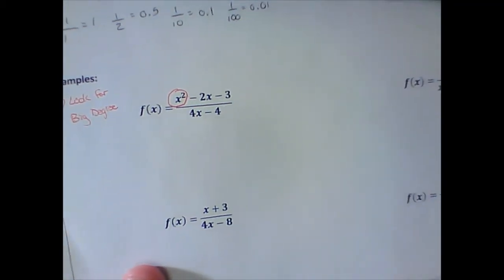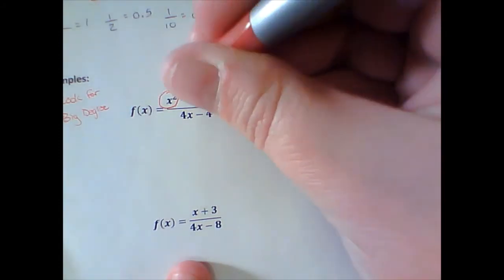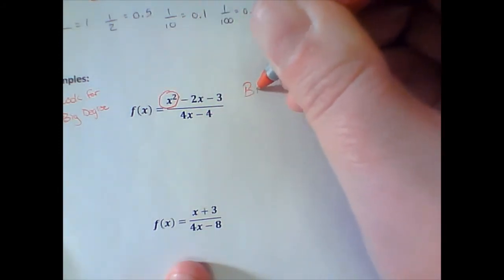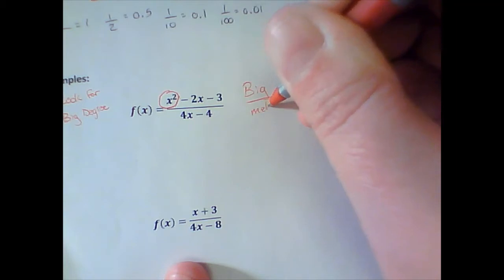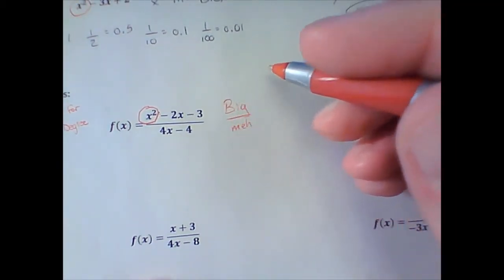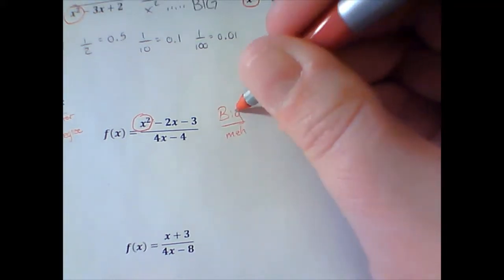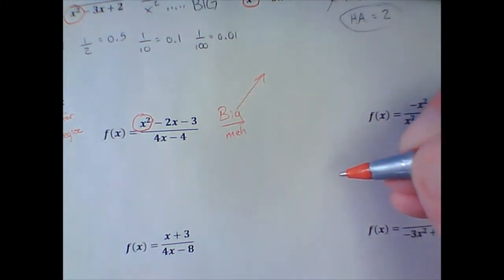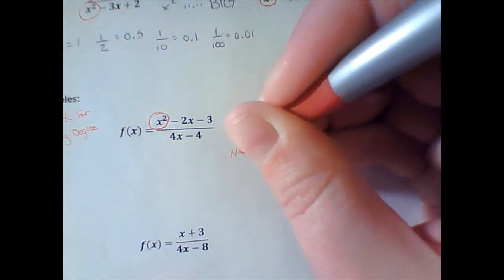So the biggest degree is on top. It means the rest of it doesn't matter. So you have a big thing over whatever and nobody cares. Big on top, big, big, big. It just builds on itself. Build, build, build. It goes up like that. That's not horizontal.